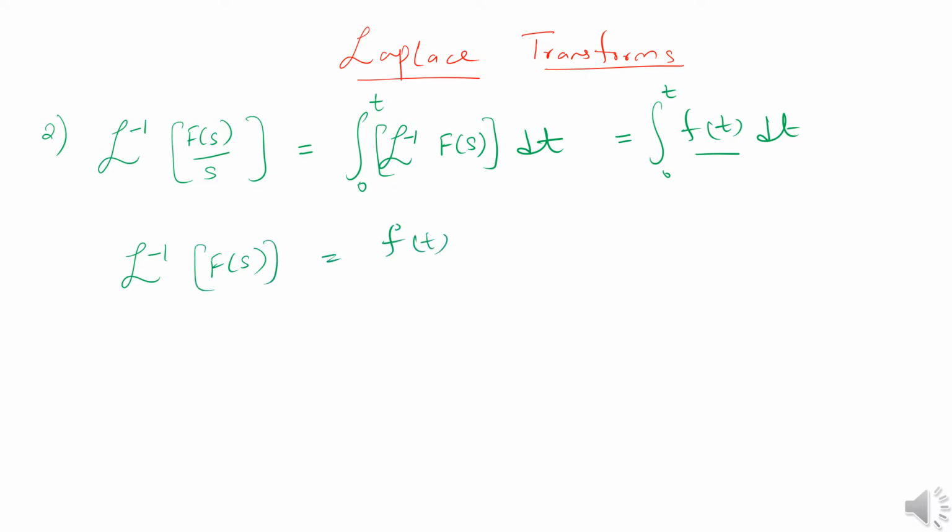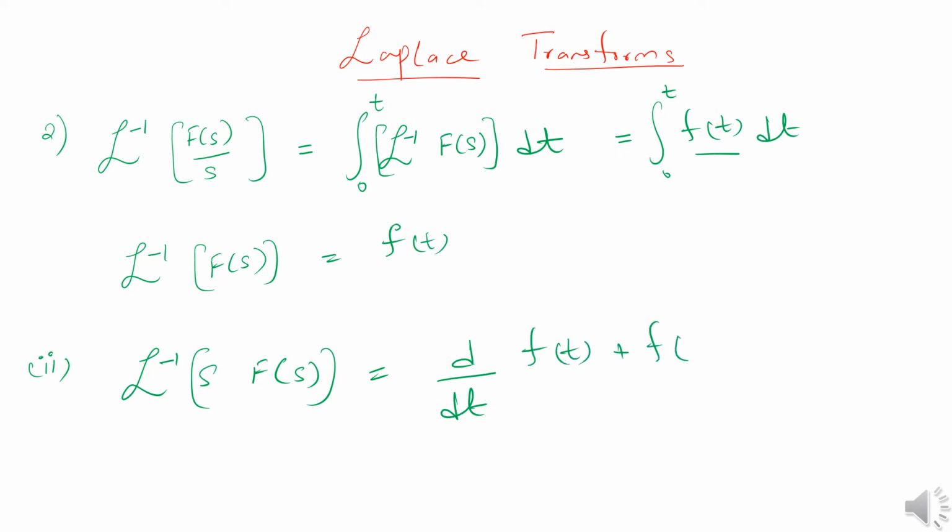We learned and solved some questions about this property, and property number 2 was: the Laplace inverse of a function F(s) multiplied by s is equal to the derivative of f(t) plus the value of f(t) at 0 multiplied by delta t, where f(t) is just equal to the Laplace inverse of F(s).